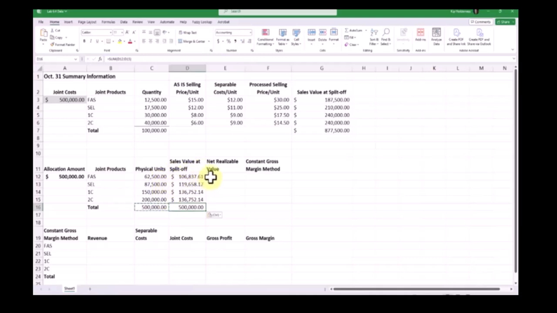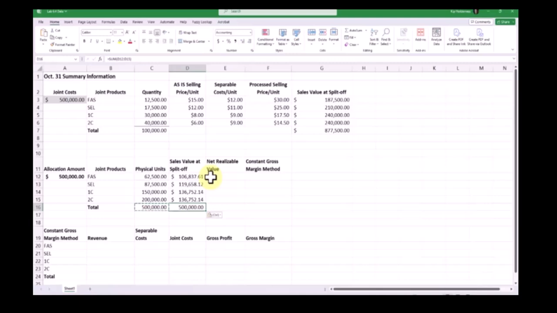Now, the third method we're going to look at today is the net realizable value method. It's mechanically similar to our previous methods, but the allocations are based on net realizable value, which is calculated as the final sales price minus the separable costs. Well, you might ask, how are we going to know if Heartwood is going to sell this lumber as is at the split-off point, or if they're going to process the wood further and make cabinets? Well, we're going to make a pretty safe assumption here and say that Heartwood is going to maximize profit. If they can make more money selling cabinets than cut lumber, then Heartwood will do so.